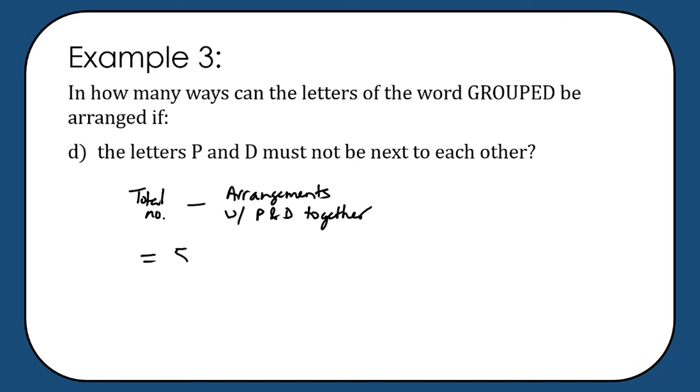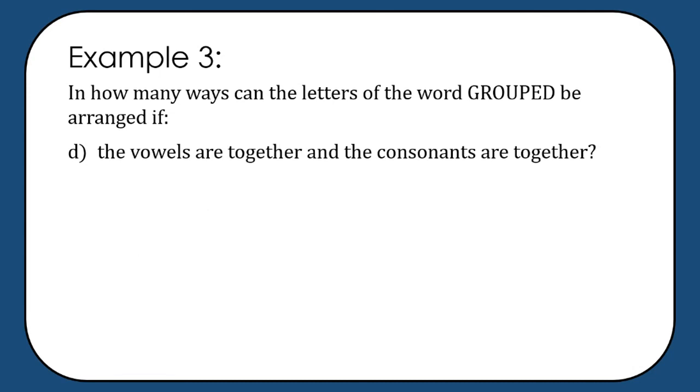And so that was 5,040 minus 1,440, which gives us 3,600 different arrangements where P and D are not next to each other. Last part of this question, it should be part E, apologies. In how many ways can the letters of the word grouped be arranged if the vowels are together and the consonants are together?